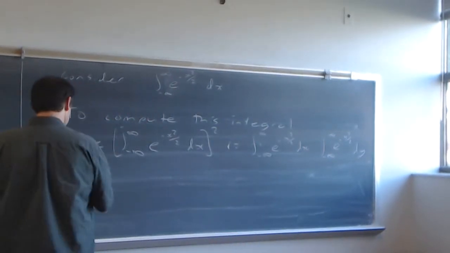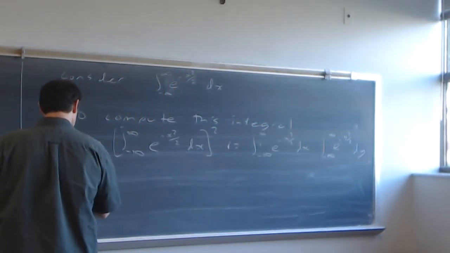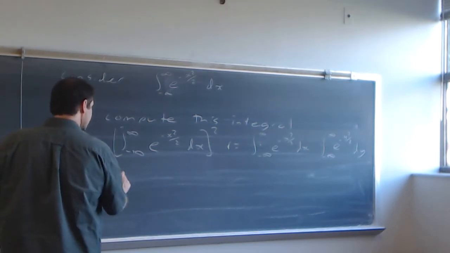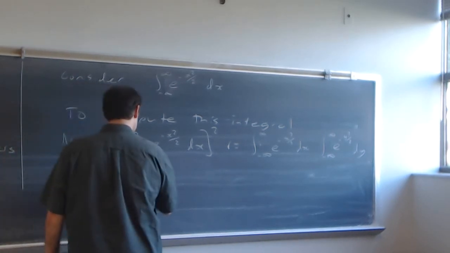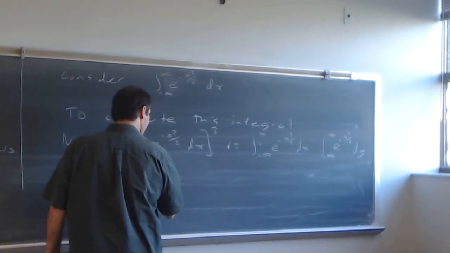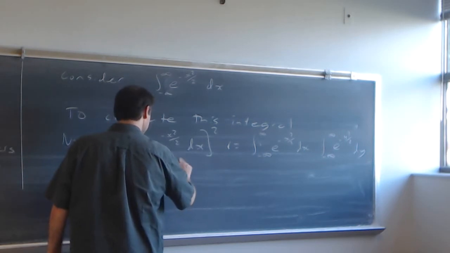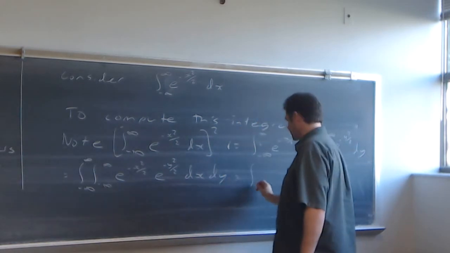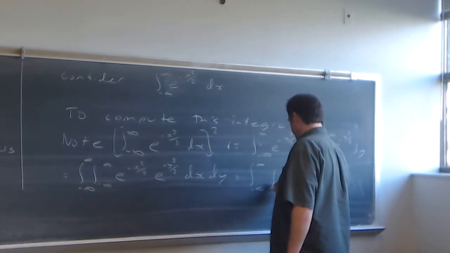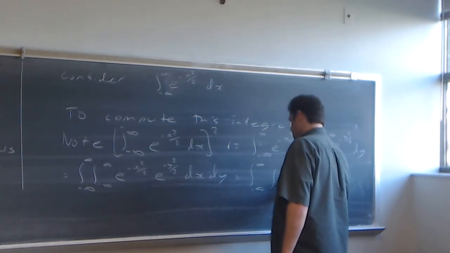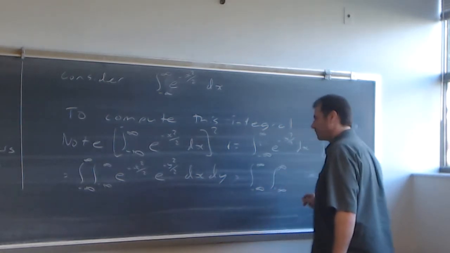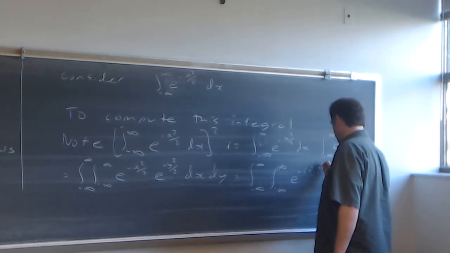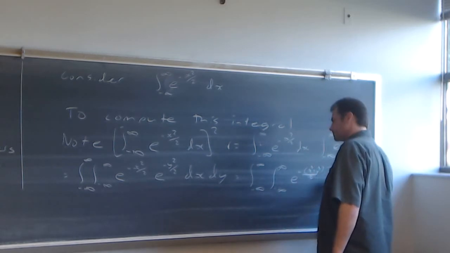But I'll rewrite this as an iterated double integral, from minus infinity to infinity, minus infinity to infinity, of e to the minus x squared over 2 times e to the minus y squared over 2, dx dy. And that's the same thing as the double integral of e to the minus quantity x squared plus y squared, over 2, dx dy.